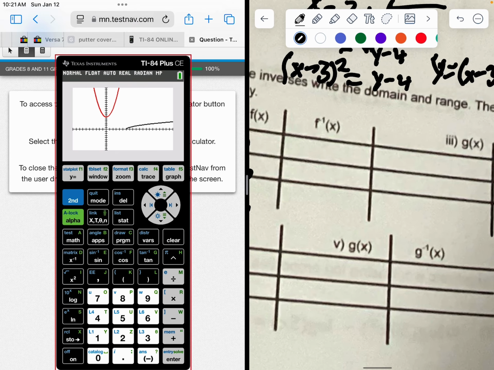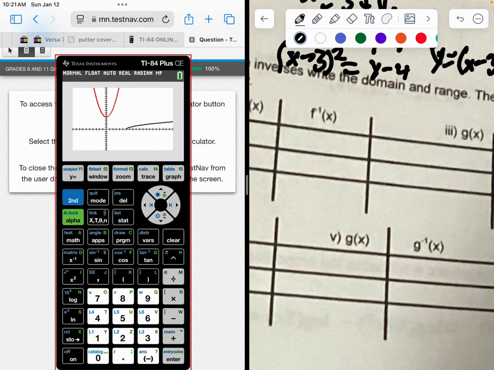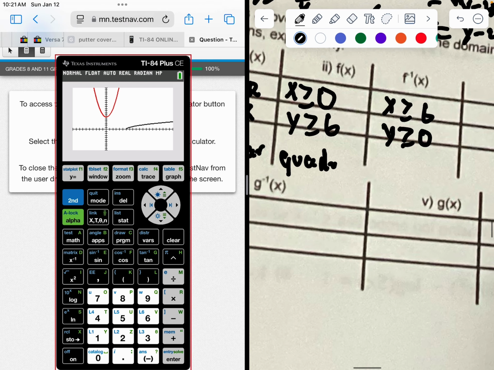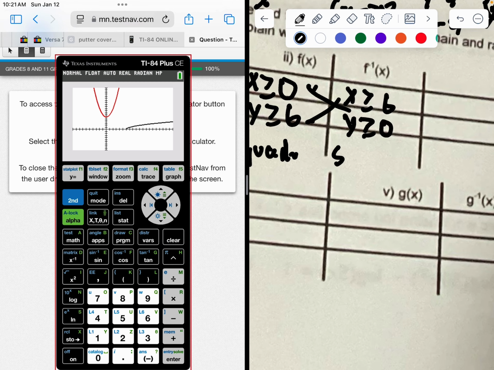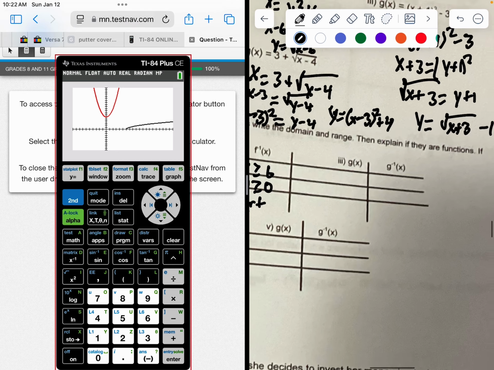Next one. Domain: x must be greater or equal to, not 0, 6. y must be greater or equal to 0. Notice how these are flip-flopped. x goes to y, y is x. This is a square root. And just write that. Squirt.